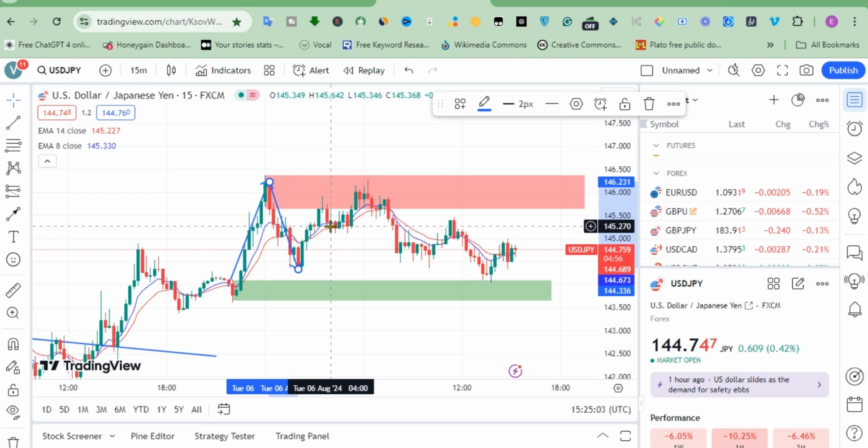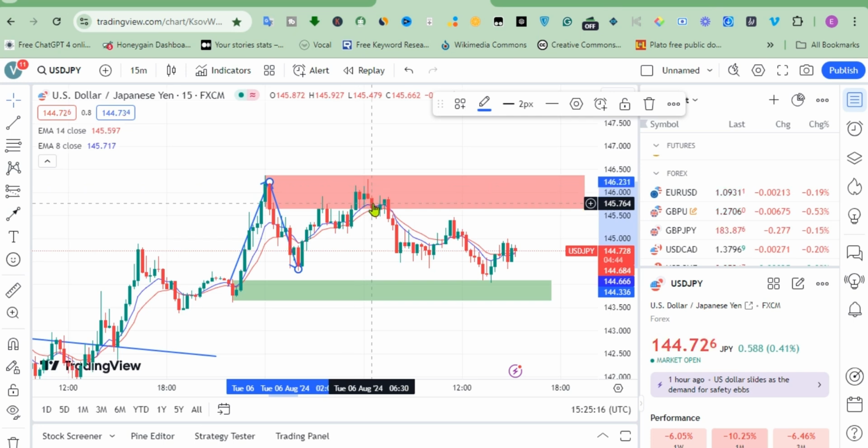It started moving. You can see it went back up again to test that same demand zone and supply zone. So it started giving us smaller candlesticks. That's an indication that it's no more going. It can't break this part. When you start seeing something like this, it's an indication telling you that price is not breaking above, it's not breaking beyond this supply zone.